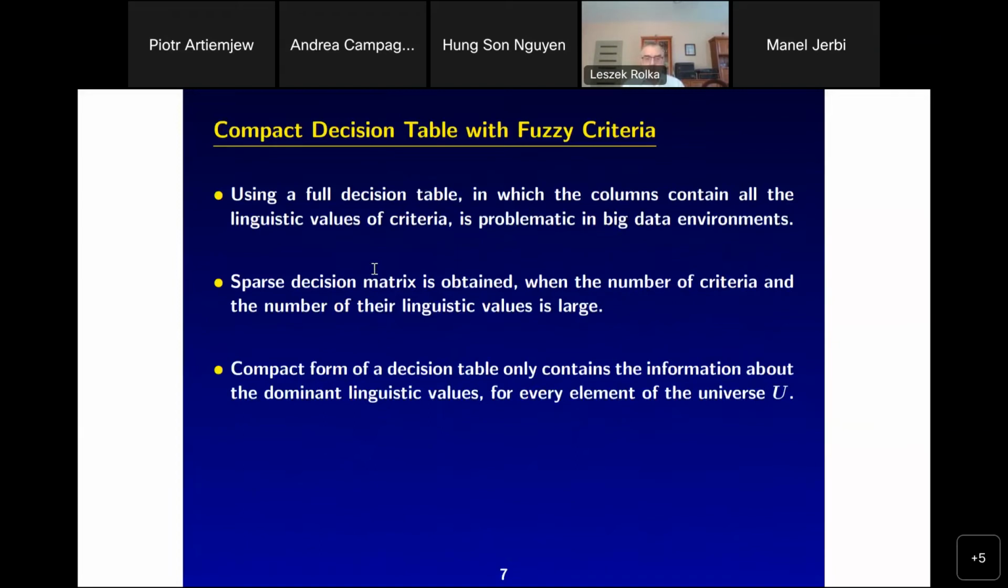This is an inconvenient form of representation because a fuzzy information system, especially in the case of big data where we have a large number of criteria or attributes and many linguistic values, produces a sparse or redundant decision table with many zeros. To avoid this, we propose to use a compact form of decision table, which only contains the information about the dominant linguistic values for all criteria.